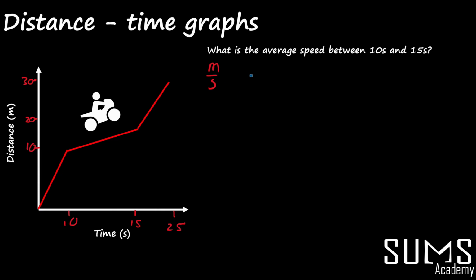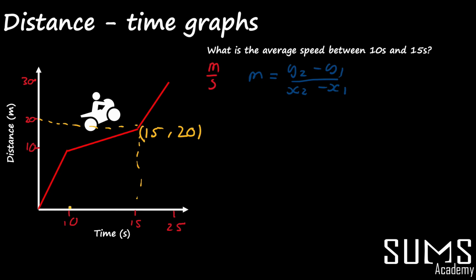So the gradient for a line, we should all know, is m equals y2 minus y1 all over x2 minus x1. So what are our 2 points here? Our 2 points are here where we have 15 and 20, and our other point here is 10, 10. I quite like to put the names of the coordinates above it.